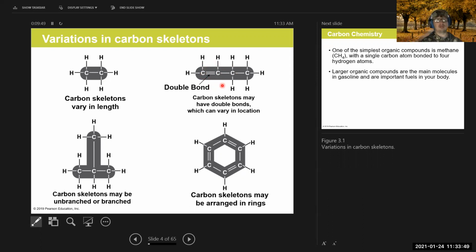The bottom left, we have a branching pattern, and like we mentioned in the previous slide, those carbon molecules can be linear, which are the top 2 molecules, or they can branch, which is what we're seeing in that bottom left molecule. The branching patterns can actually get really complex depending on the type of molecule that we're looking at. The final example on the bottom right is a carbon molecule in the shape of a ring.